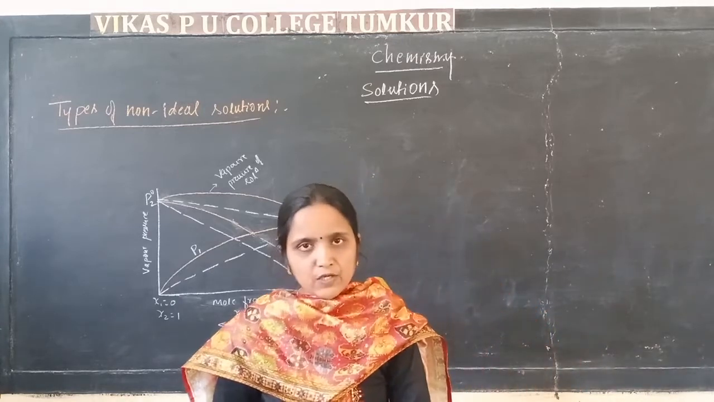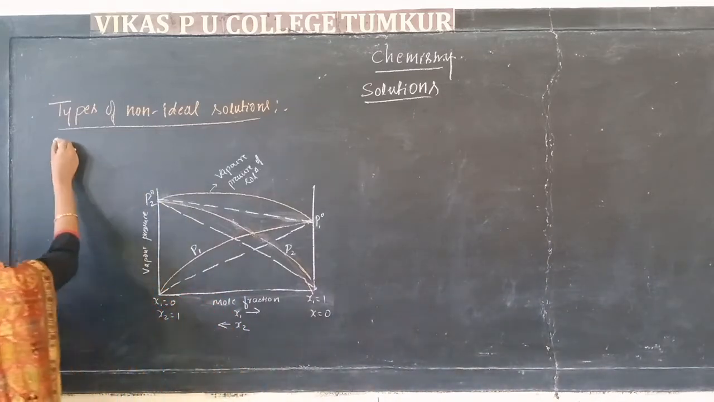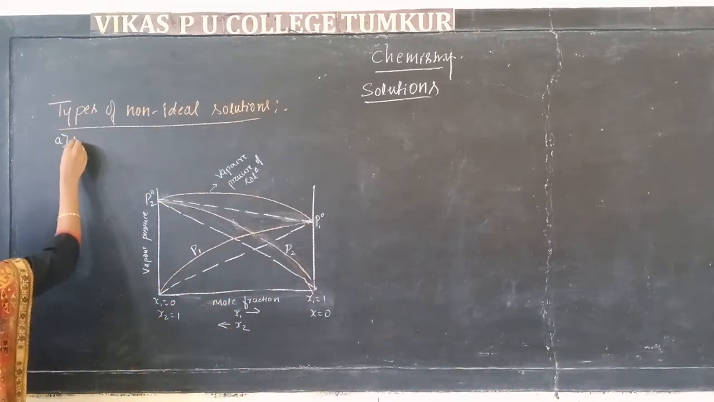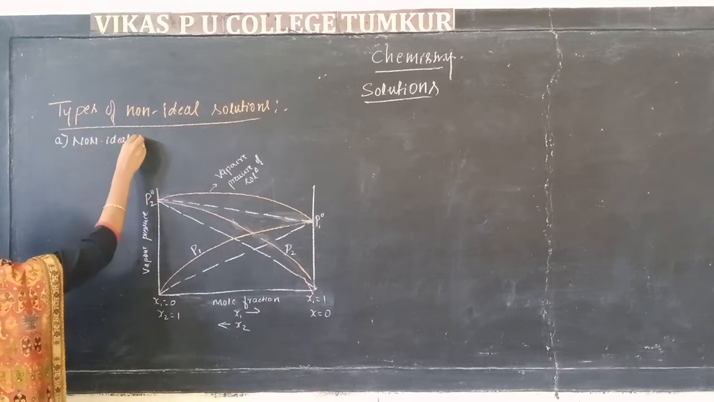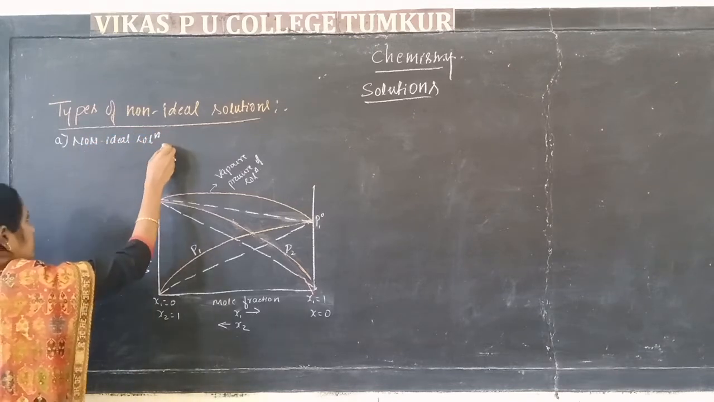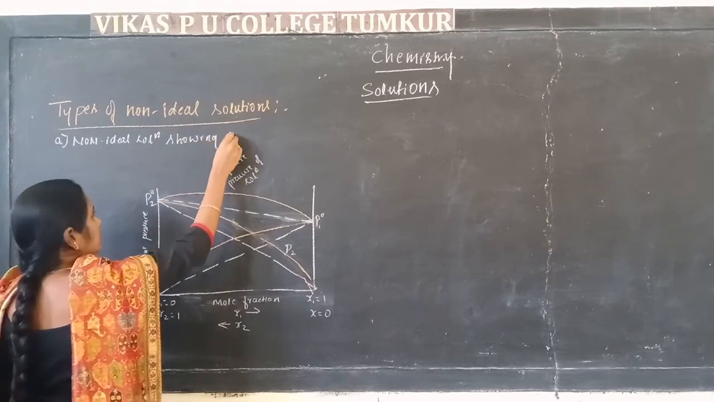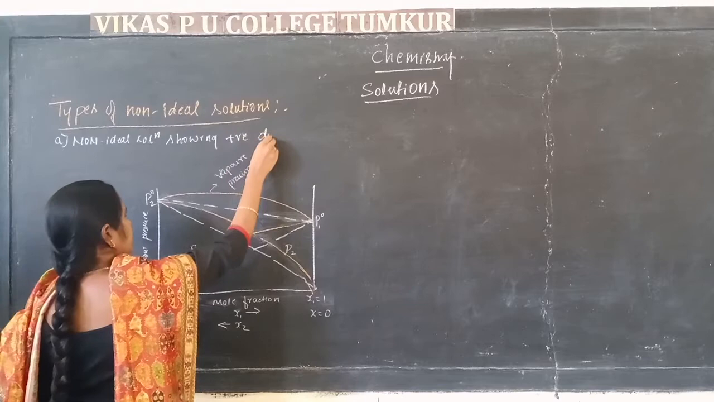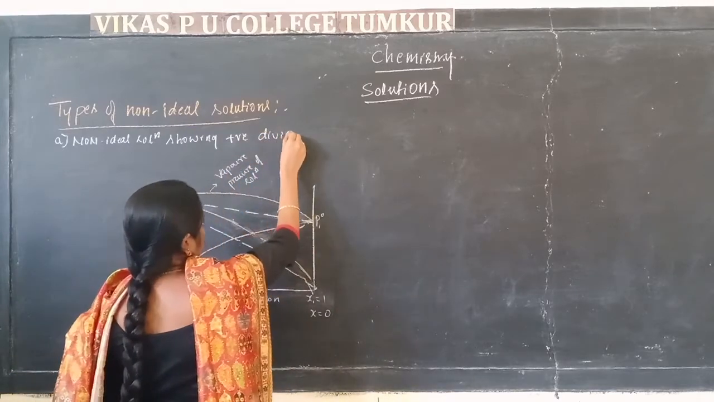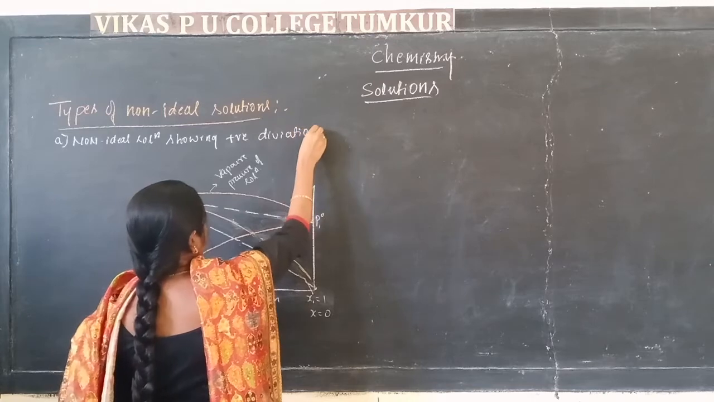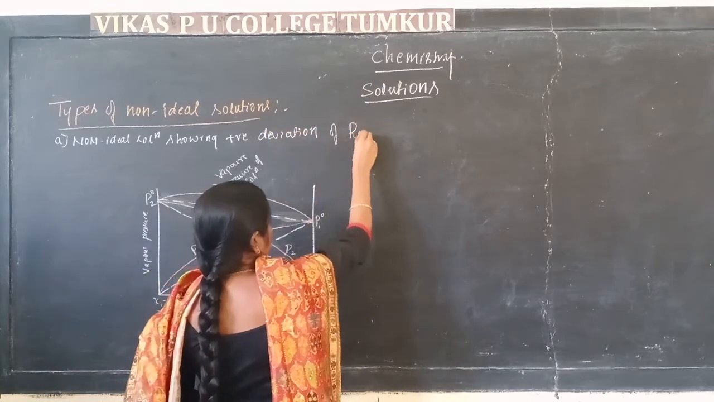The first one is the non-ideal solution showing positive deviation from Raoult's law.